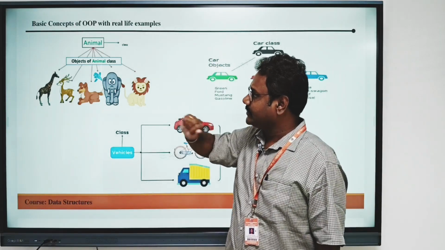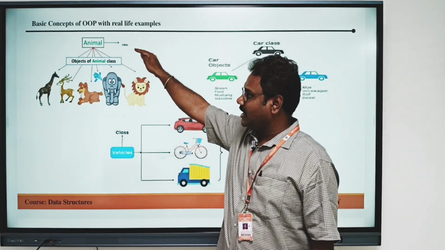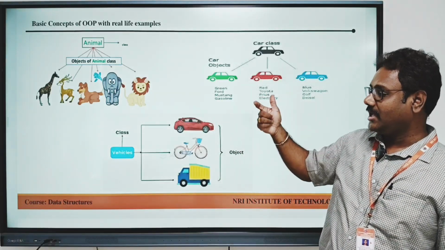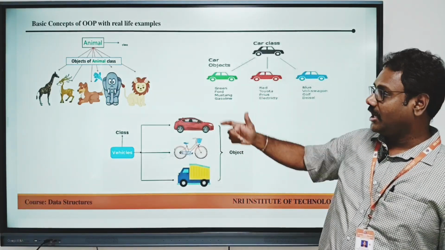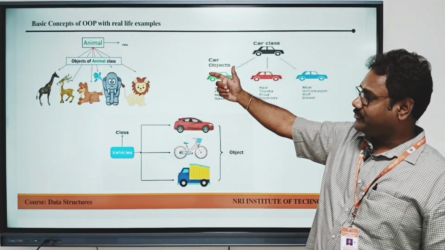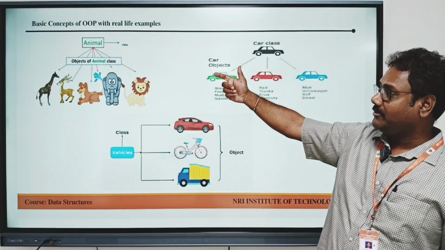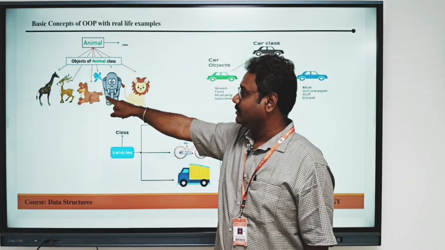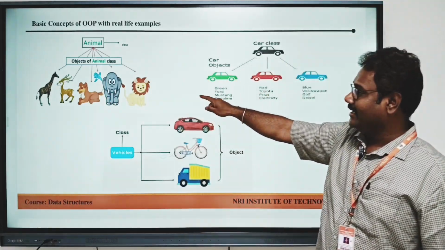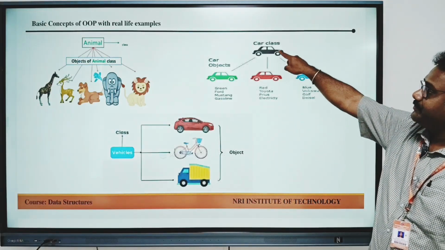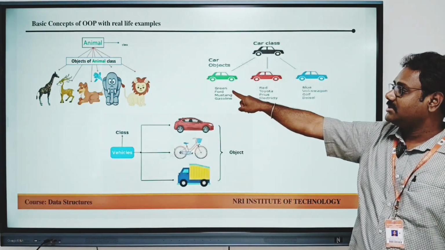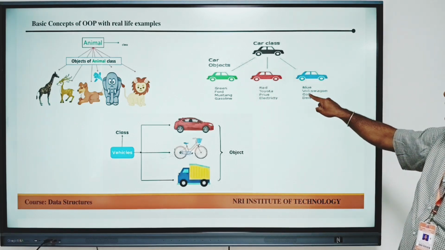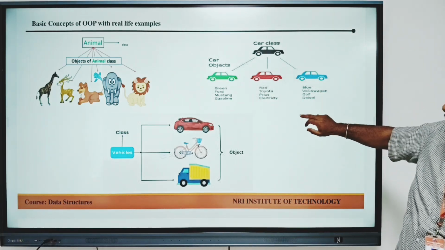So, animal is a class. Under the animal class you have objects of the animal class. Different animals exist under animal because animal is a general name, and you have various objects. Each type of animal is one object under the class animal. So giraffe, deer, dog, elephant, lion, and so on. Another example, car class. Under the car class you have Ford make car, Toyota make car, and Volkswagen make car.